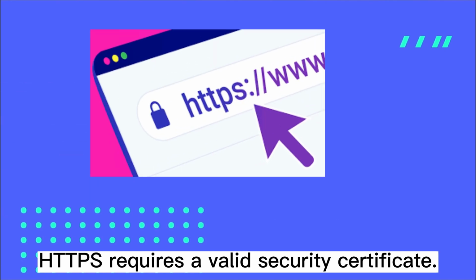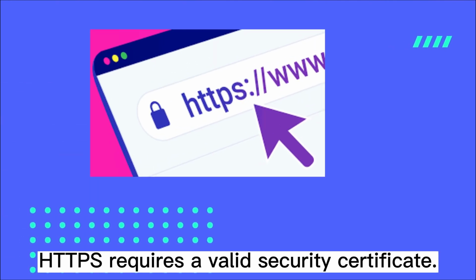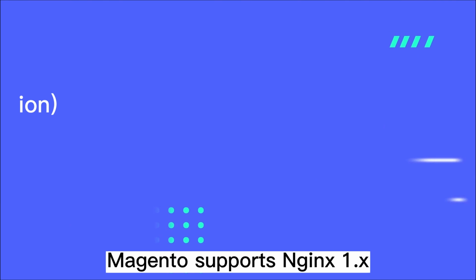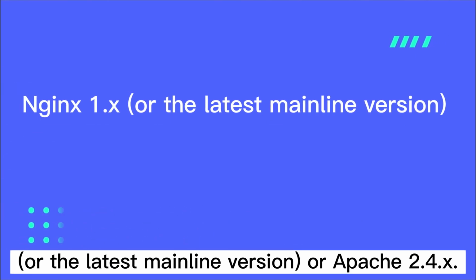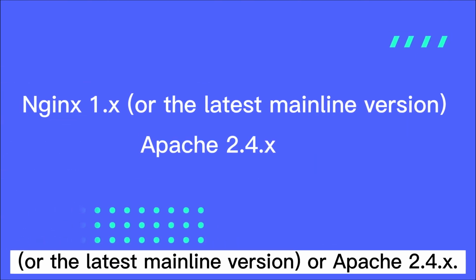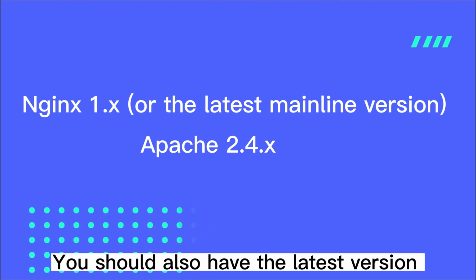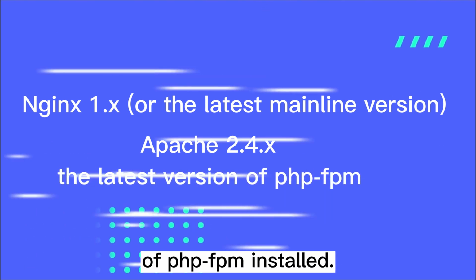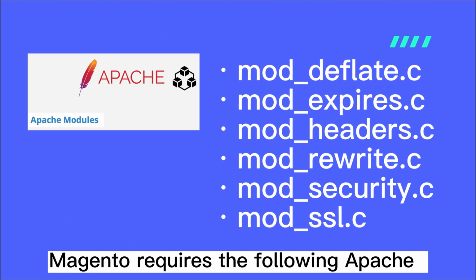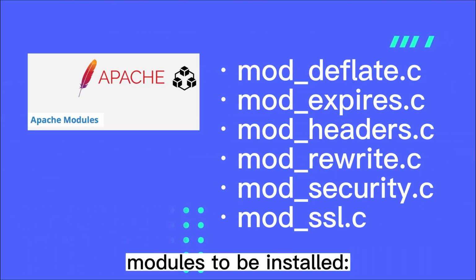SSL. HTTPS requires a valid security certificate. Web server. Magento supports Nginx 1.x or the latest mainline version, or Apache 2.4.x. You should also have the latest version of PHP-FPM installed. Magento requires the following Apache modules to be installed.